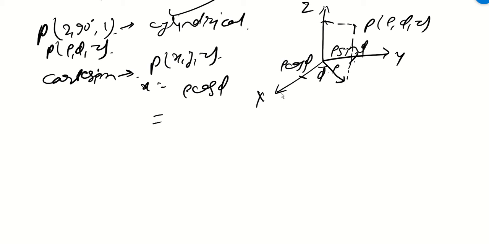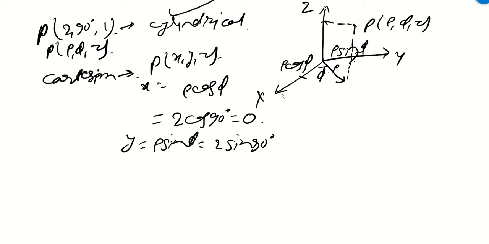So rho cos phi is basically 2 cos 90 degrees, that is 0 because cos 90 is 0, and Y is rho sin phi, so 2 sin 90 degrees, so this is 2, and Z is Z, that is equal to 1. So we have found out P in Cartesian system as (0, 2, 1).